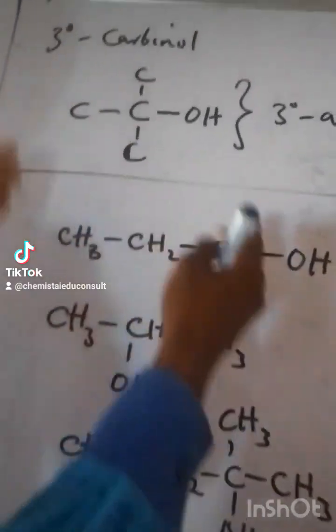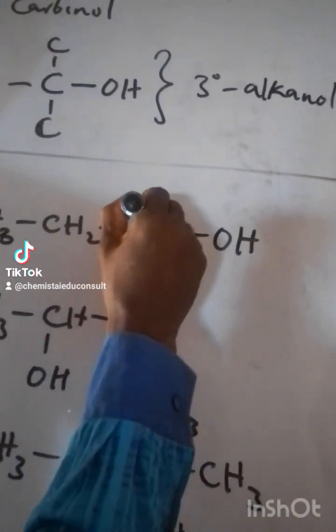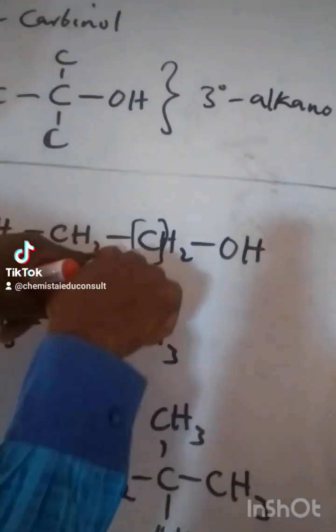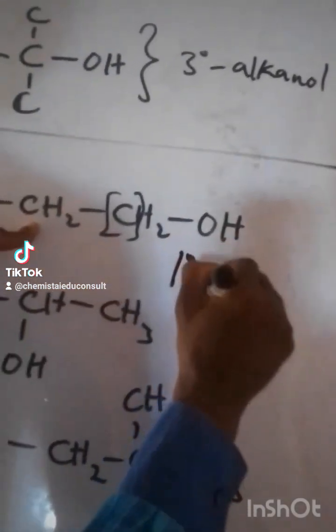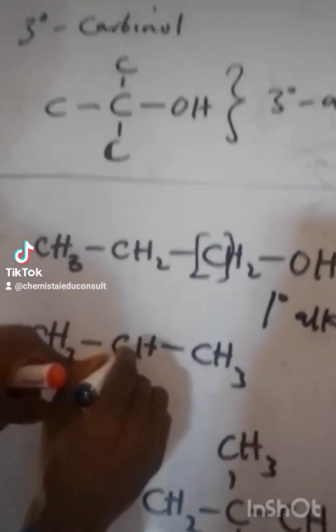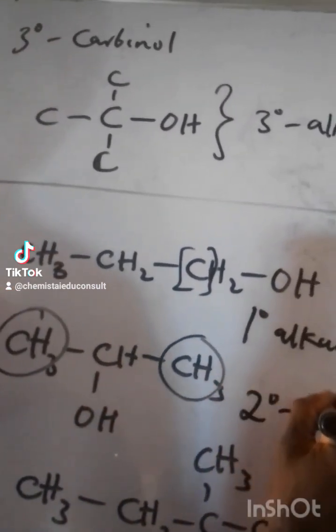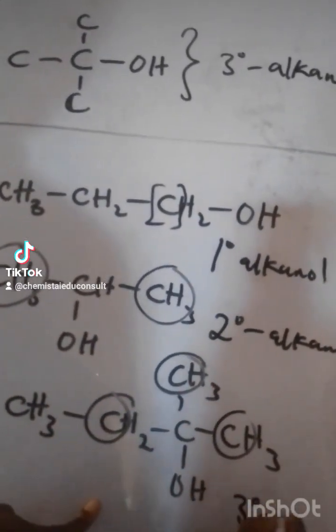In these examples, to find out the one that is primary, secondary, or tertiary, is just to go straight to the carbon bearing the OH. This is the carbon. Now, this carbon is bearing the OH group. This particular carbon is bonded to only one other carbon. So this is primary alkanol. Look at this carbon in this alkanol. It is bonded to 2 different carbon atoms. So this is secondary alkanol. Here, the carbon is bonded to 3 different carbon atoms. So this is tertiary alkanol.